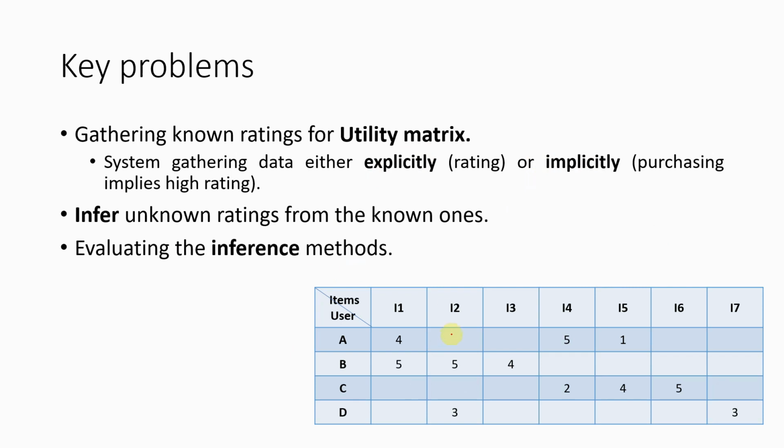The next thing is, we have seen some empty cells in the utility matrix. So the goal of the recommender system is to infer these unknown values from the known values. That is, based on the user's past preferences, we have to find out what the values are for these new cells. Next, we have to evaluate whether the values we inferred are correct or not.